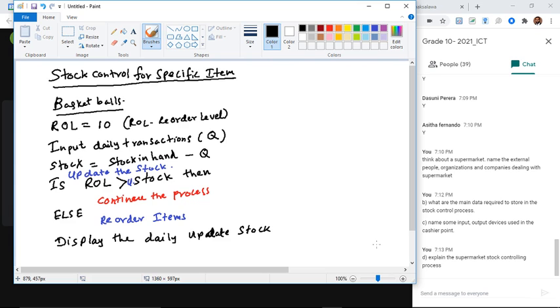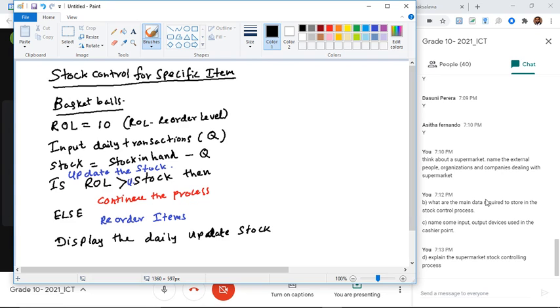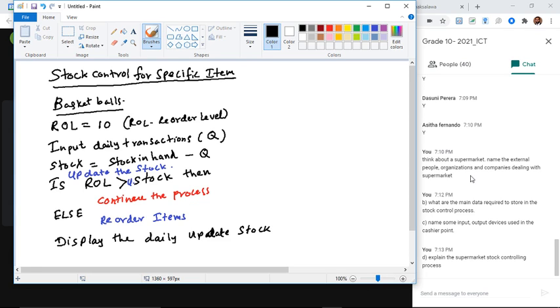Okay, I think you will have finished up to some extent. What are the main data required to store in the stock control process? All right. First one, think about the supermarket. Name the external people, organizations and companies dealing with the supermarket. So I think you have all written the things that we have discussed.